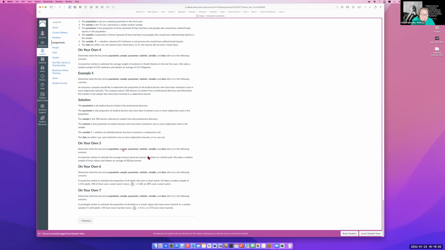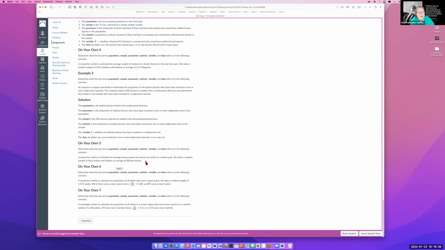The sample would be the 40 visitors she's actually getting information from. Parameter and variable, remember those go with population. So the parameter is the average amount of money spent for all of the people. That means the statistic is the average amount of money spent for these 40 people. The variable is the average amount of money, and the data comes from the average amount of money from our sample. And the average data is $28.